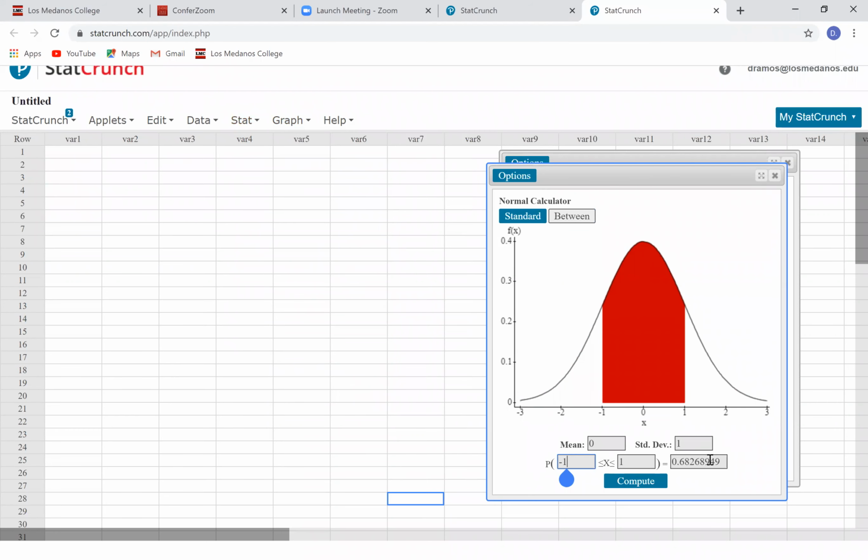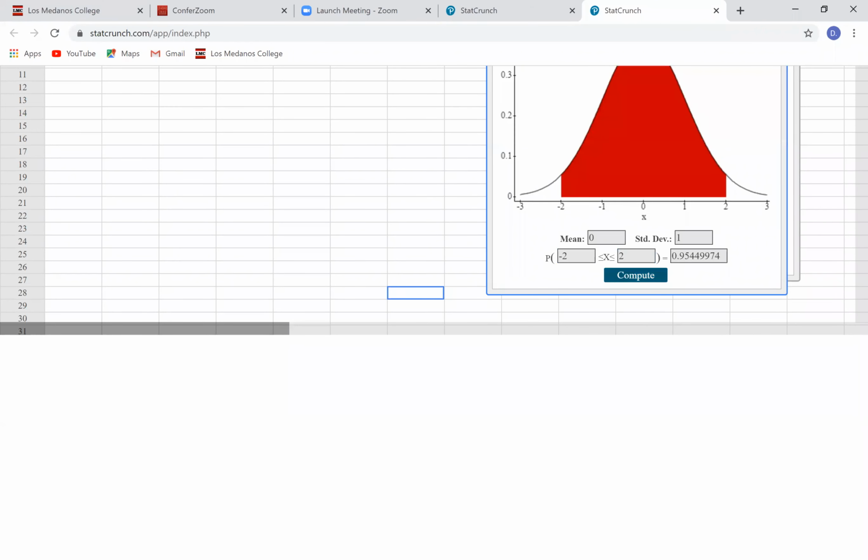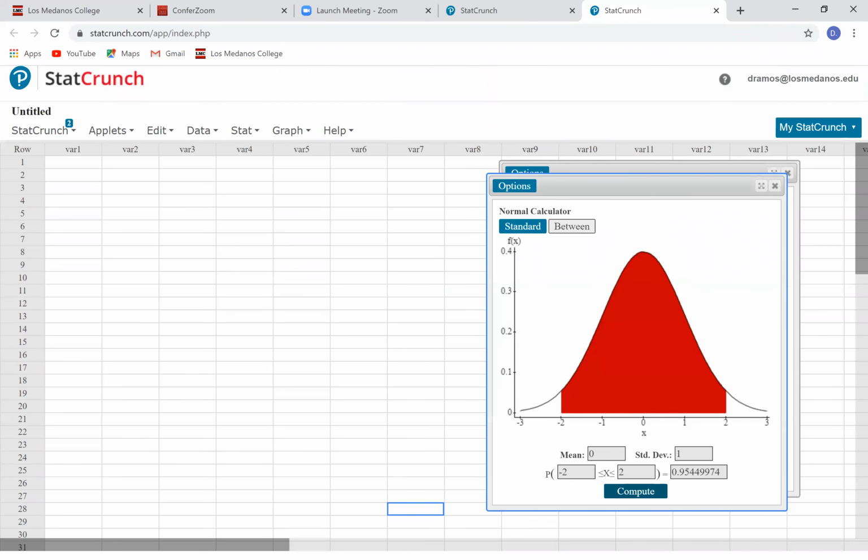So if we switch to 2 standard deviations, because this is centered at 0 with a standard deviation of 1, that would give us about 95%. Yeah, there you go, 95% of the data. All right, go back to this one.